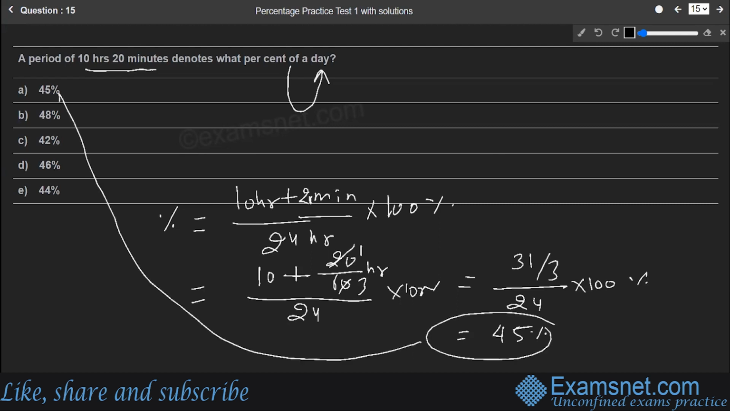Let's see where it is available. Available in option number A. So that becomes the right answer.